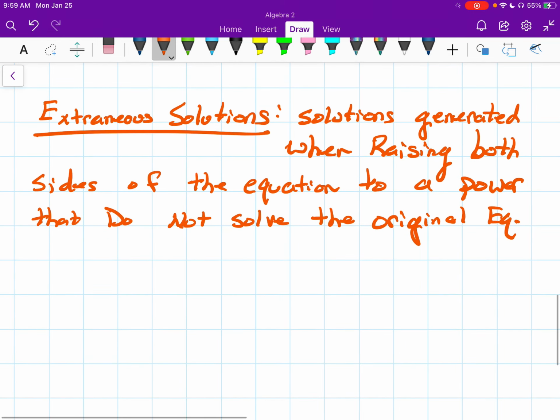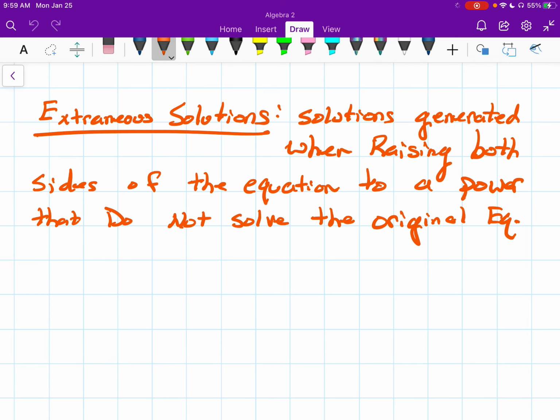All right, so extraneous solutions are solutions generated when raising both sides of the equation to a power that do not solve the original equation. So they're bad solutions. You end up getting an x equals, but whenever you plug that back in, it doesn't work. It doesn't solve it.